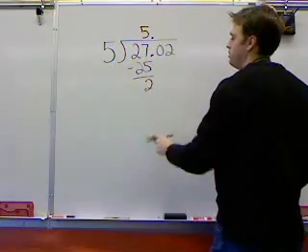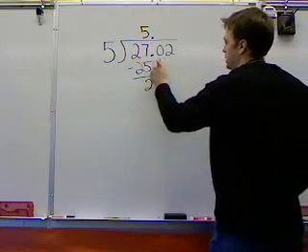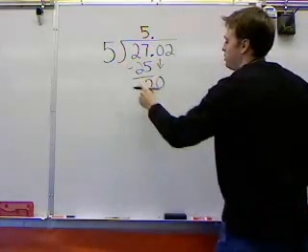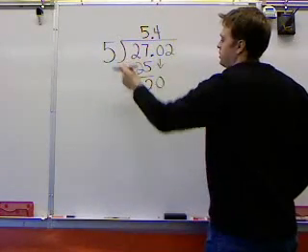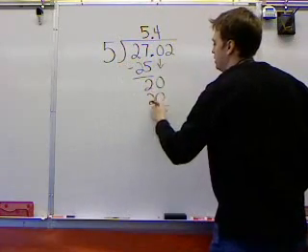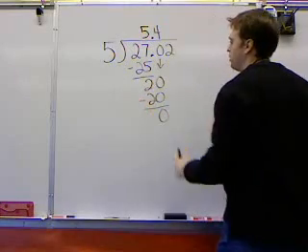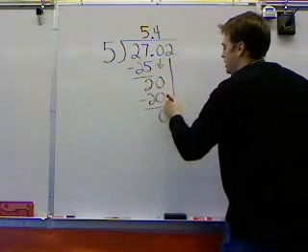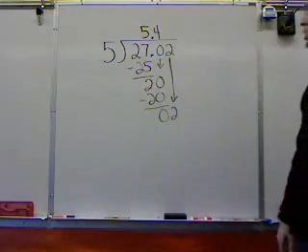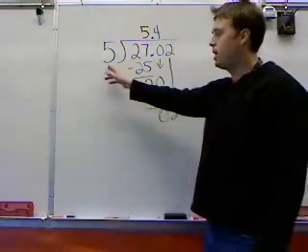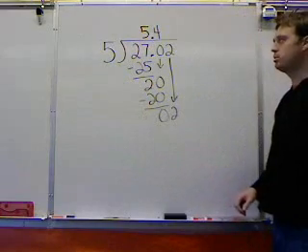27 minus 25 is 2. We bring down this 0. 5 goes into 20 4 times. 4 times 5 is 20. We're left with 0. And we bring down this 2. And it leaves us with a little bit of an unusual situation because now we can see that 5 clearly does not go into 2.